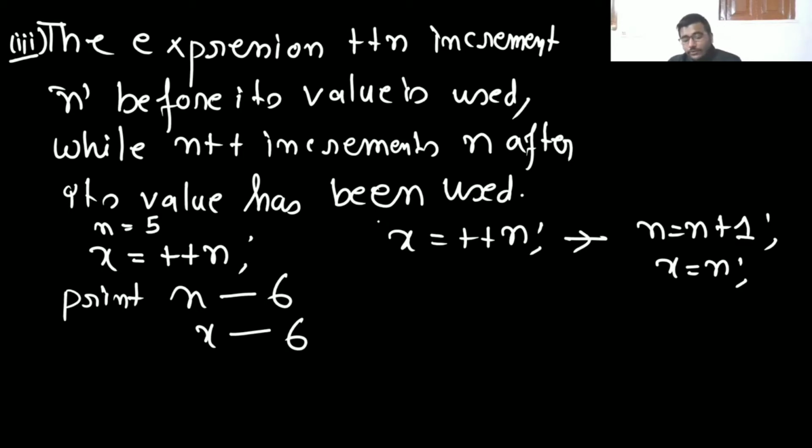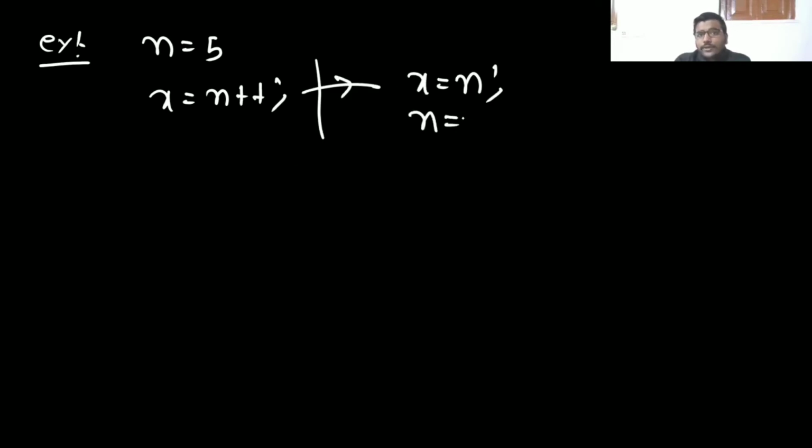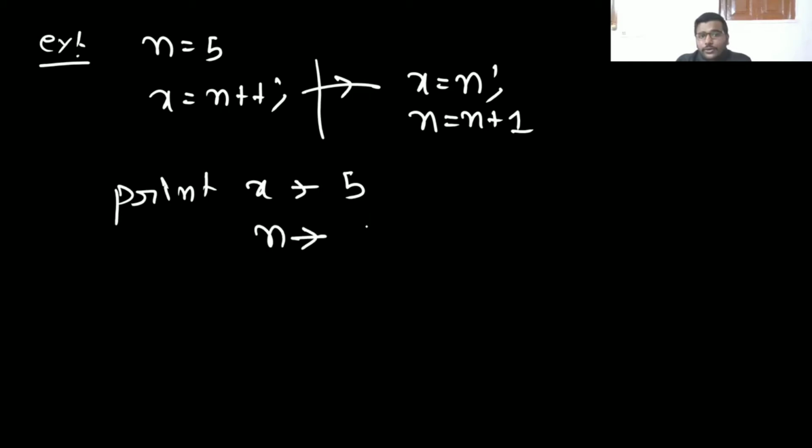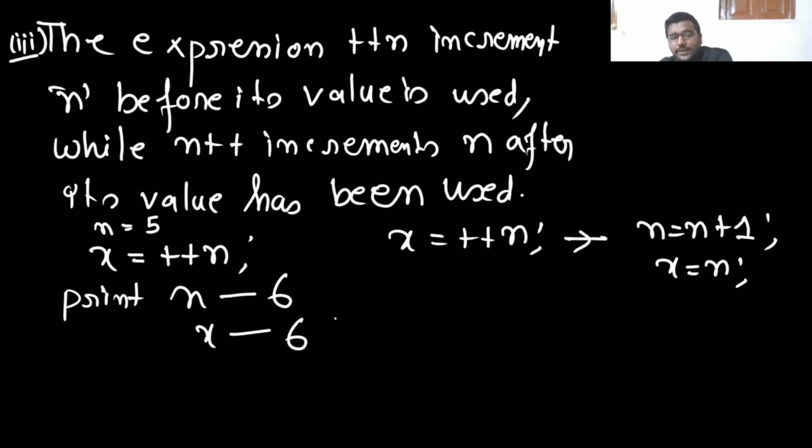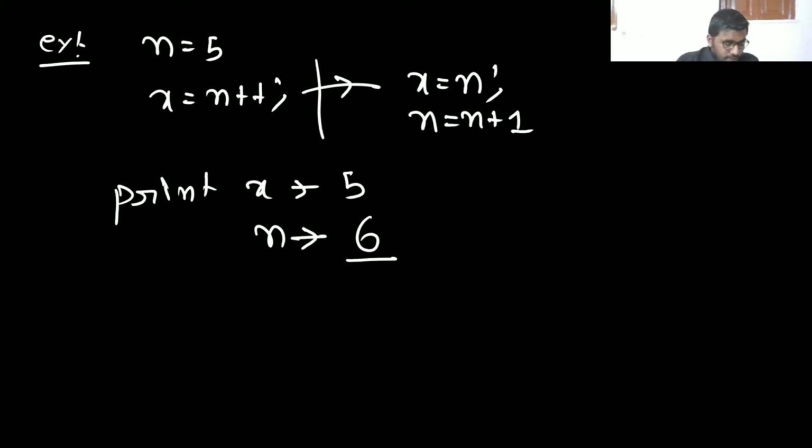While n plus plus increments n after its value is used. If n is equal to 5 and you do x equal to n plus plus, it will execute as x equal to n, then n equal to n plus 1. So x is going to be 5 and n is going to be 6. This is the difference: here both are 6, here one is 5. Understood? And one more very important thing: we can apply the increment and decrement operator only to a variable, not to an expression.